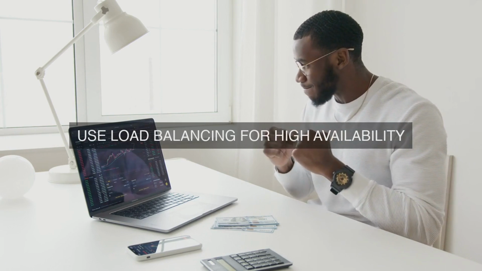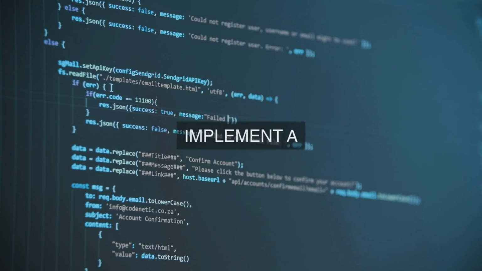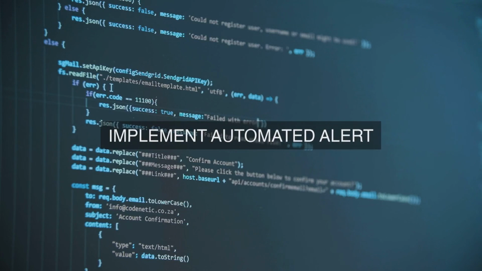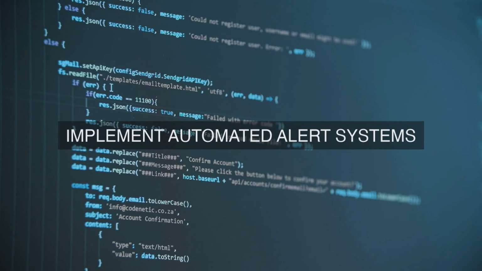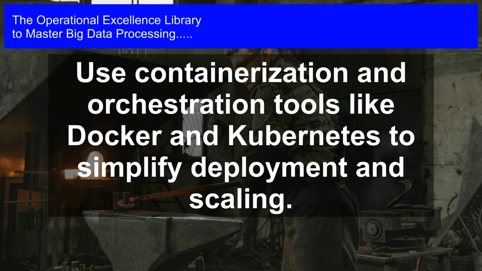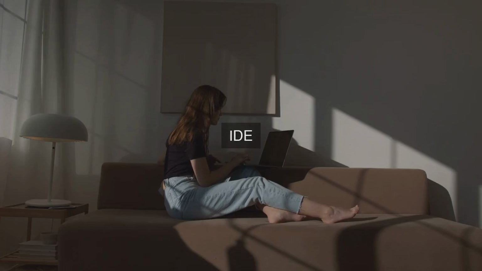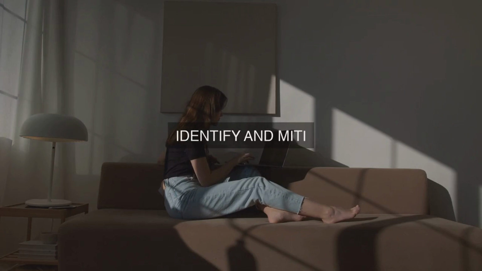5. Train personnel and develop playbooks. Train operations personnel on failure scenarios and develop playbooks for incident response. This ensures that they can respond quickly and effectively in the event of a failure. 6. Conduct regular disaster recovery drills. Conduct regular disaster recovery drills to test the pipeline's resilience and identify areas for improvement.